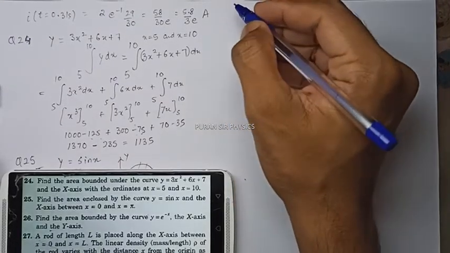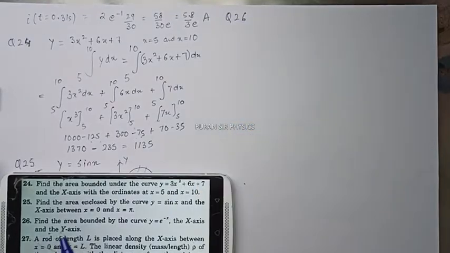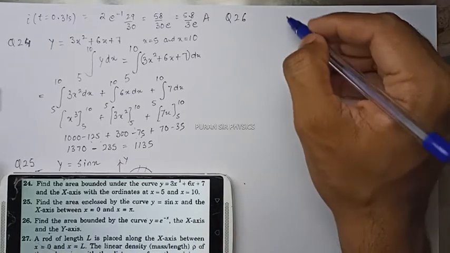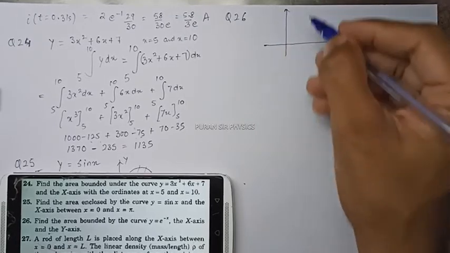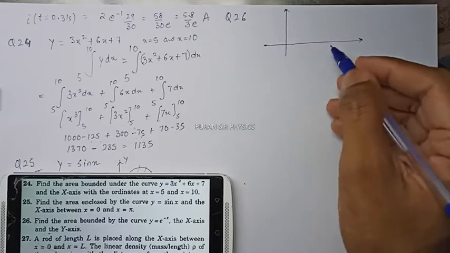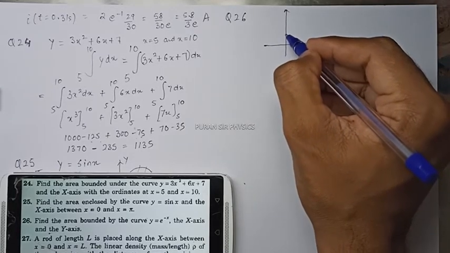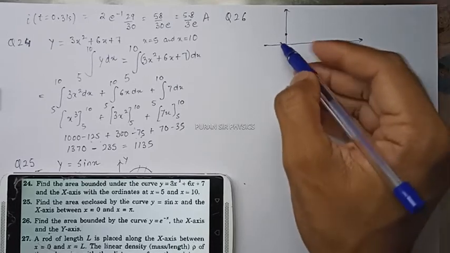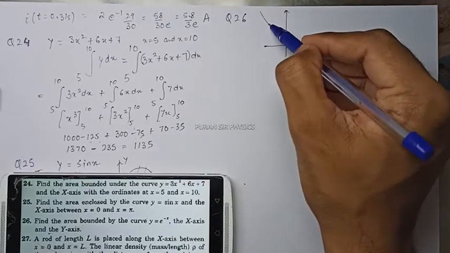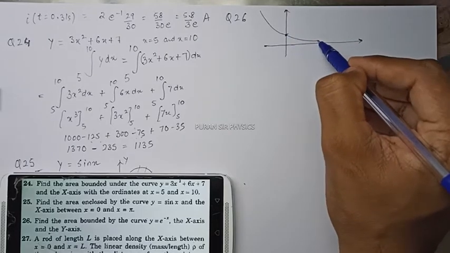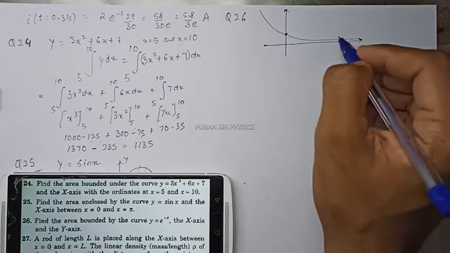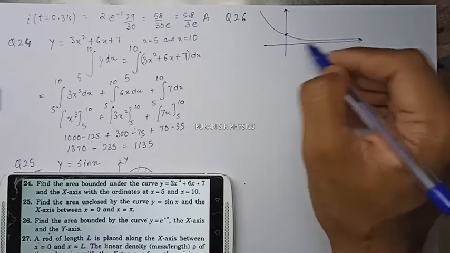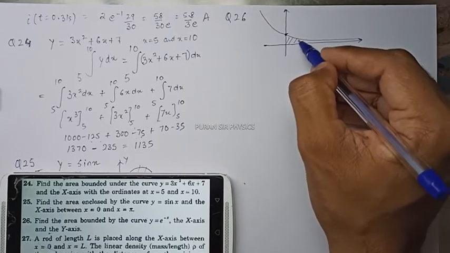In question number 26, find the area bounded by the curve y equals e raised to power minus x, the x-axis and the y-axis. So first of all, let me draw the graph of e raised to power minus x here. It is an exponentially decaying function and it passes through 0, 1, and it will be something like this. And we have to find the area between this curve and the x-axis and the y-axis. So basically we have to find this area.